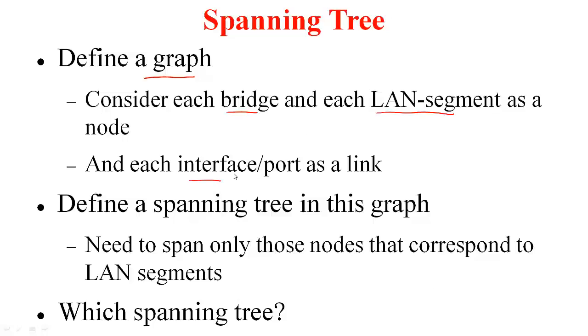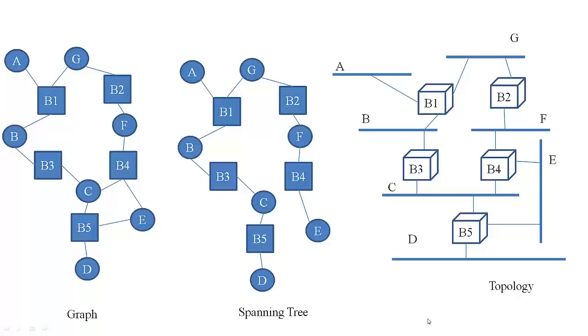This tree is called a spanning tree because we want this tree to span those nodes that correspond to the LAN segments. Notice that I'm not saying that you should span the bridges, but only the nodes that correspond to the LAN segments. Why like this? Because hosts are connected to the LAN segments which generate data, and our final goal is to find a path for this data to go from one host to the other. This should make things clear.